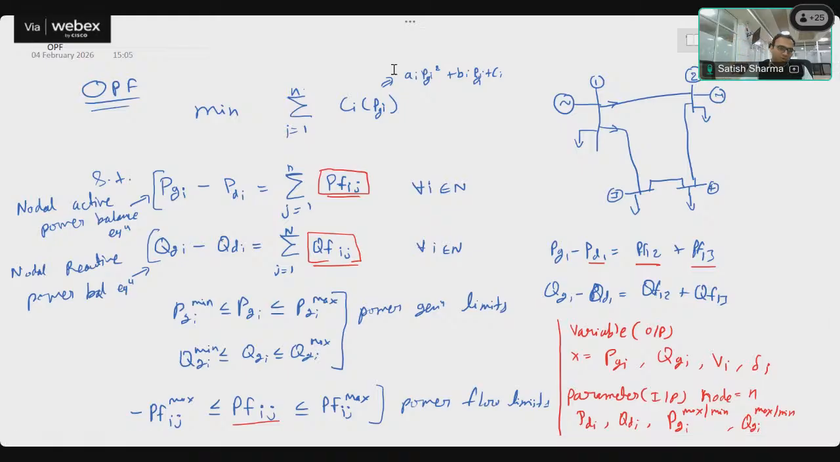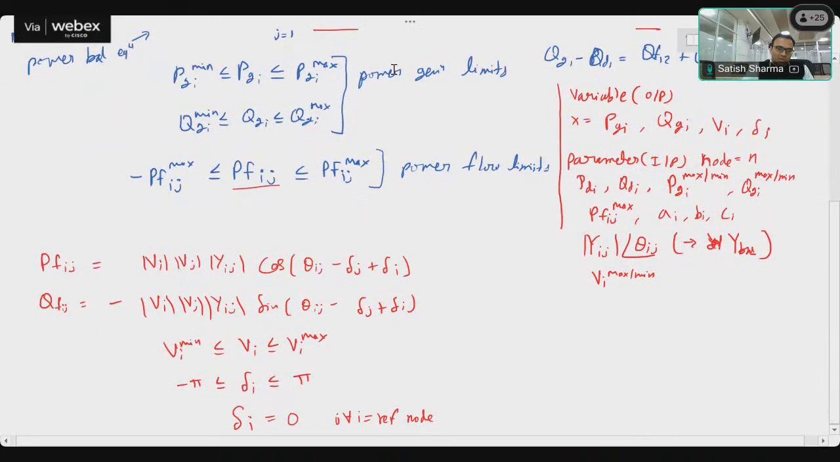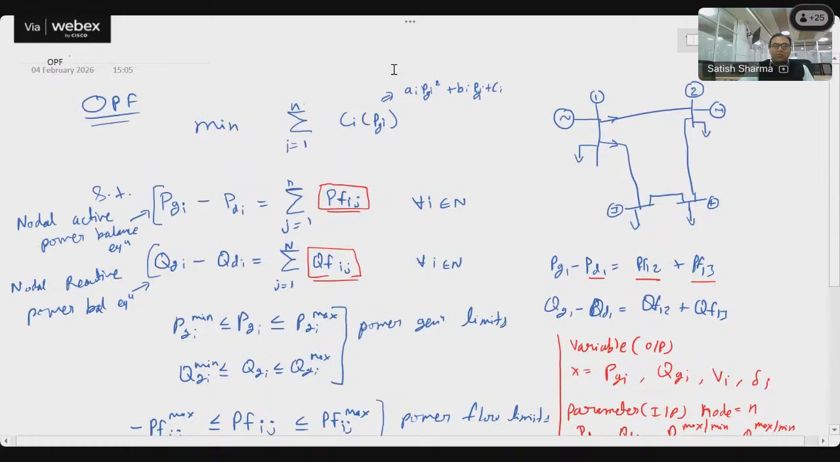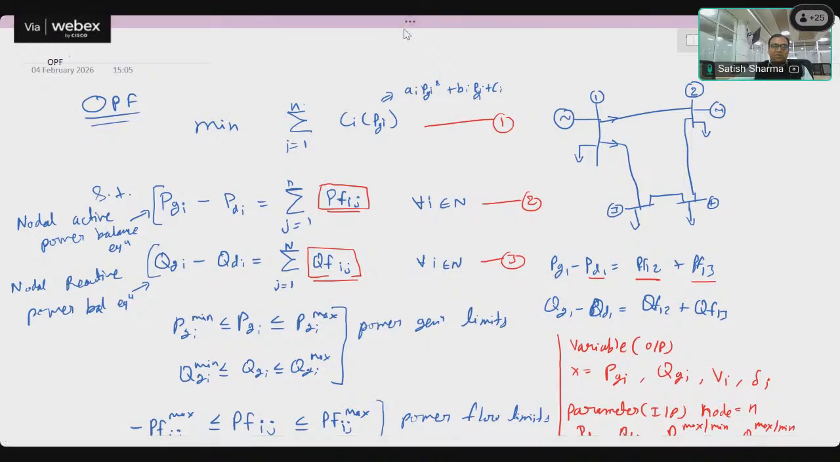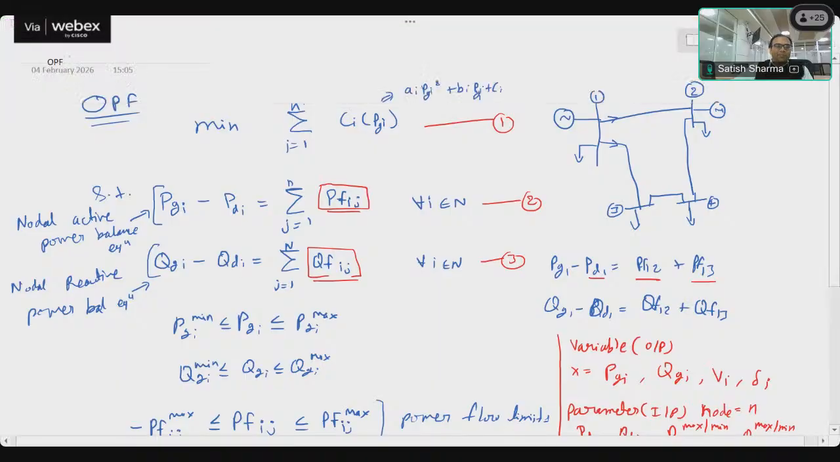This is very important. If you look at this particular problem, let me give the equation numbers. Let's say this is equation number 1, this is equation number 2, this is equation number 3. I have missed one part here. Let me erase this and this and write it down again.